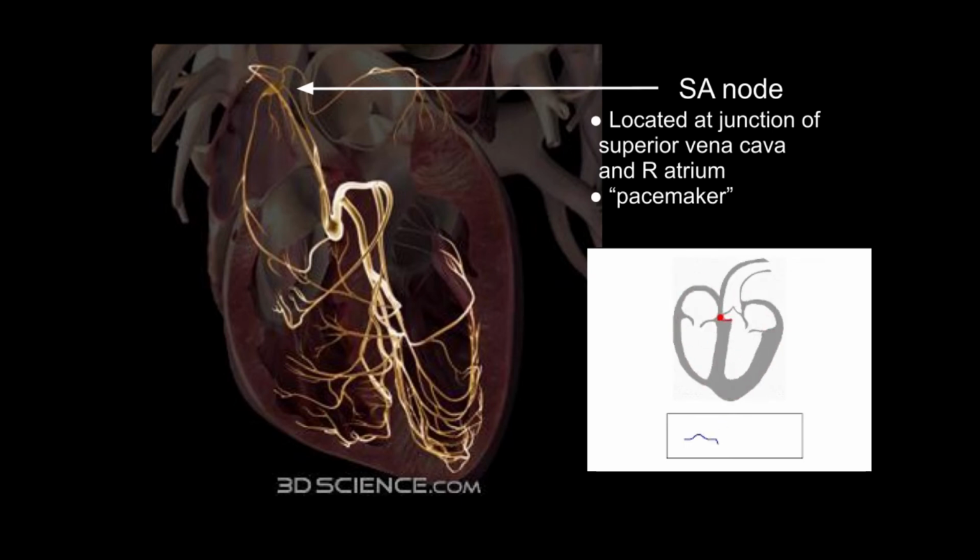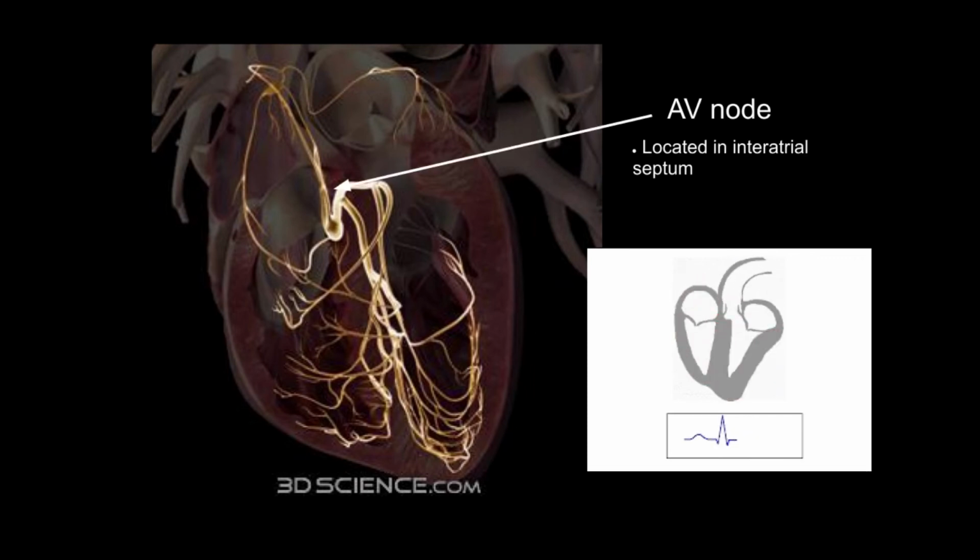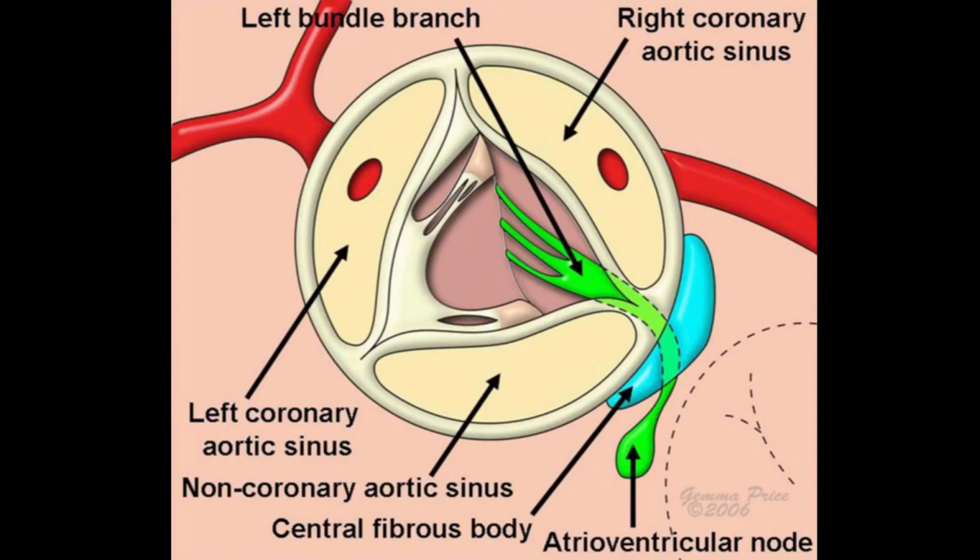Okay, so the SA node is the pacemaker, and whatever impulses it has must be distributed evenly and equally at the same time to both atria and both ventricles. So it passes to the atrioventricular node to be distributed to both ventricles. Now the AV node is located in the interatrial septum. As we saw earlier, that non-coronary sinus, where the root of the aorta comes from, is dedicated for that. That's where you will find the AV node.